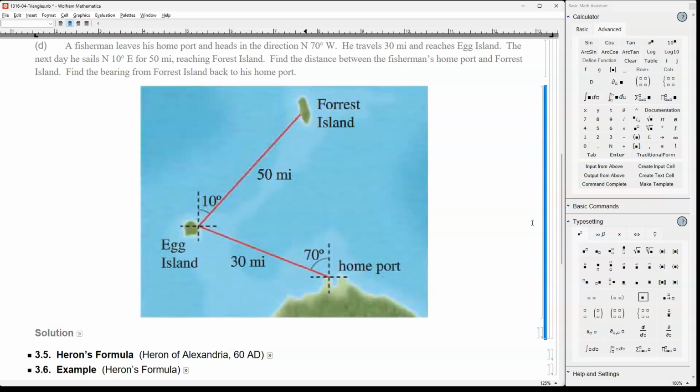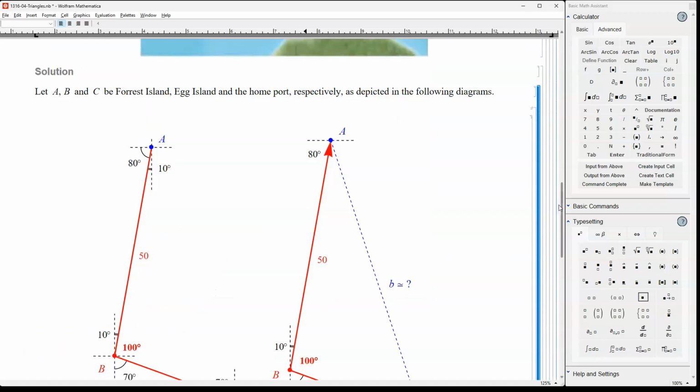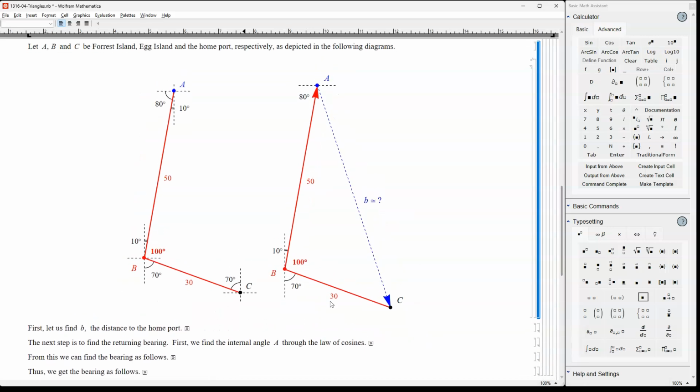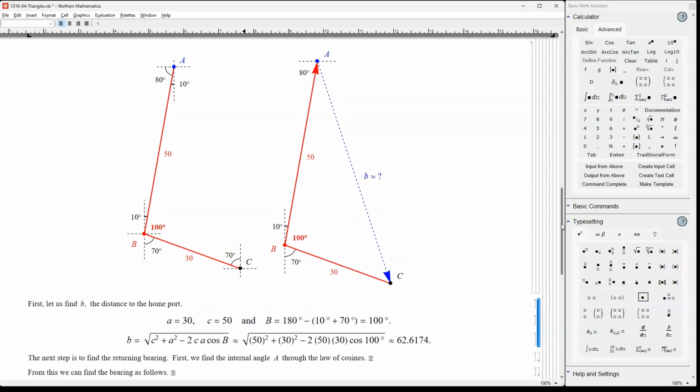Alright, any progress there? Okay, this picture may be a bit more helpful. This one is drawn up to scale, a bit too big. Let's go to 100%. Alright, A, B, C. I decide to use A over here. That's where the fisherman is right now. And home port is C, 70, 70, 10, so we have 100 degrees here. And then getting this B using the law of cosines and the angle, internal angle here, you can figure those out. How do you figure out B? Well, SAS and use the law of cosines. In the end, you get 62.6 miles. And then this angle A here, you can figure that out.